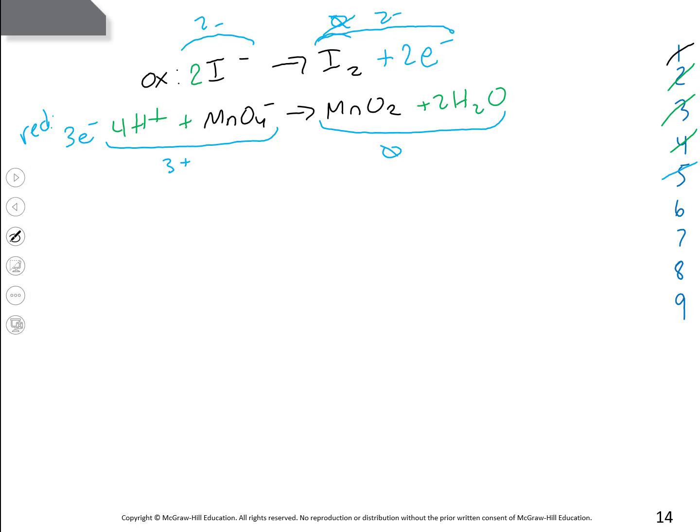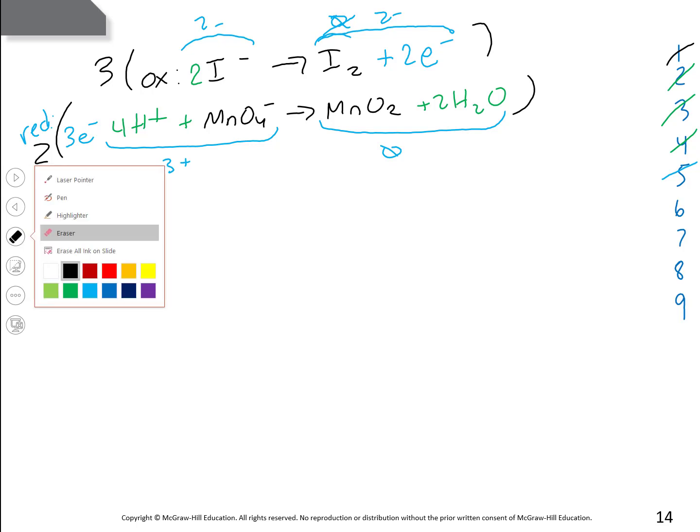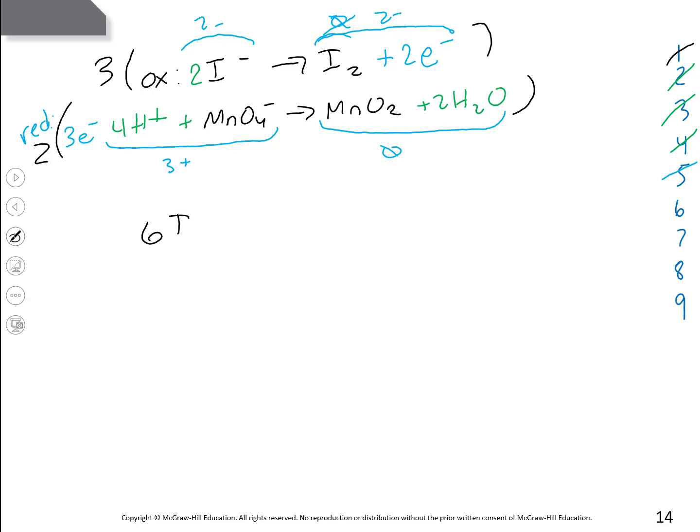Step 6 now. What do we do next? Good, balance the electrons. So I've got 2 electrons in my oxidation and 3 in my reduction. So what am I going to multiply my oxidation by? 3. In my reduction, I will multiply by 2. I'm going to rewrite that down here. Distributing the 3, I have now 6 I minus goes to 3 I2s and 6 electrons. There's my oxidation reaction.